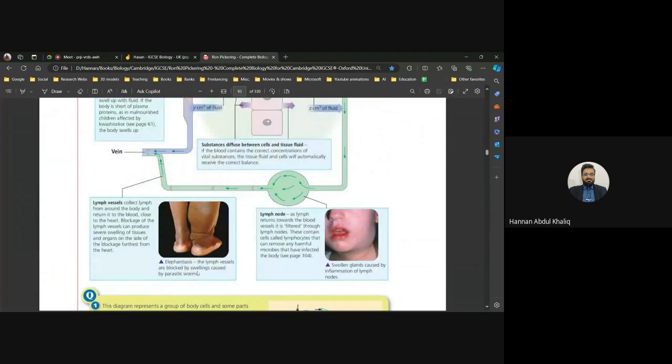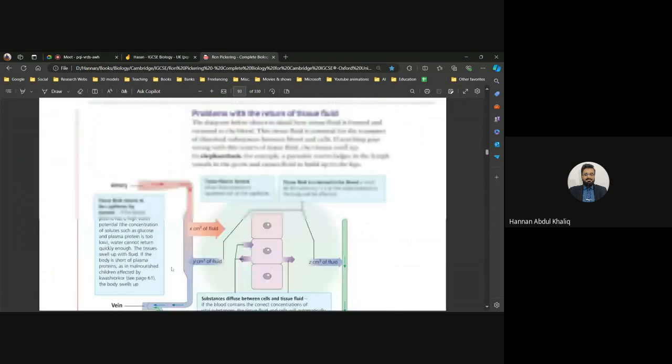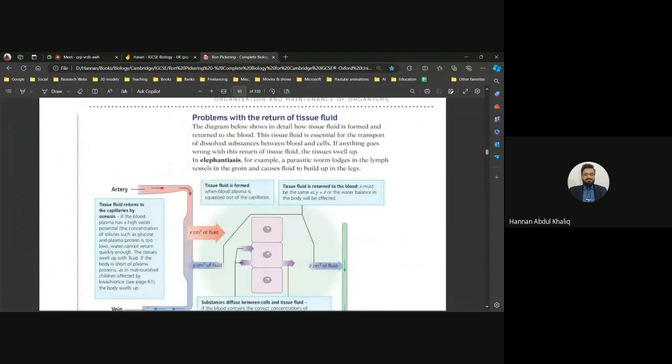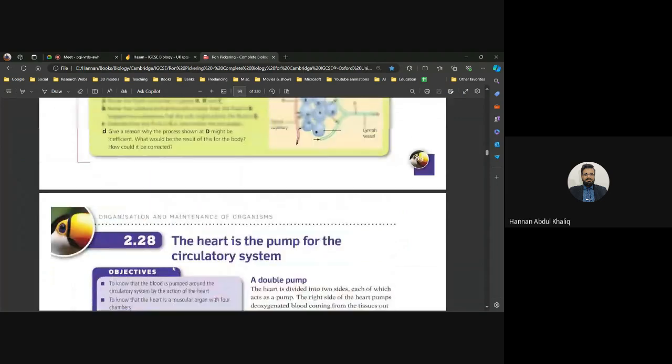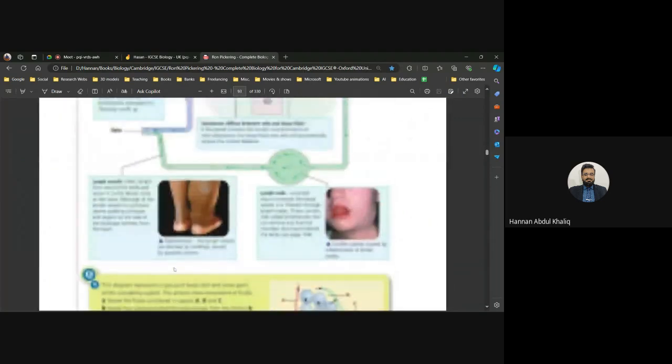Elephantiasis. These are lymph vessels. Oh no, sorry, these are lymph vessels. The lymphatic system is not, okay, so no problem.